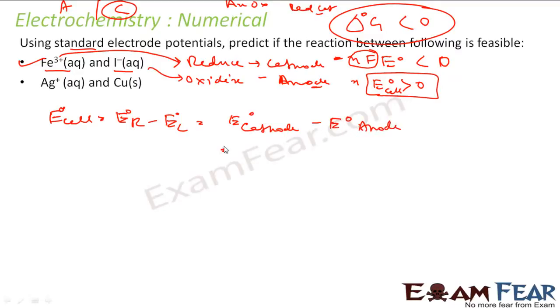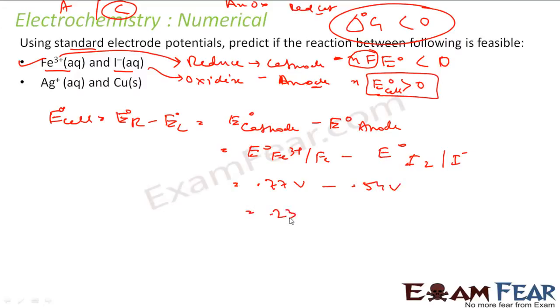What is the cathode reaction? Cathode reaction is this way, E0 of Fe3+ to Fe2+. I'm talking about the reduction reaction. E0 of anode, again I'm talking about the reduction reaction, so it will be I2 becomes I minus. From the chart we can put the value. This is 0.77 volt and this is 0.54 volt. That is nothing but 0.23 volt, and this is greater than 0. So if it is greater than 0, I can say that this reaction is possible. Correct?